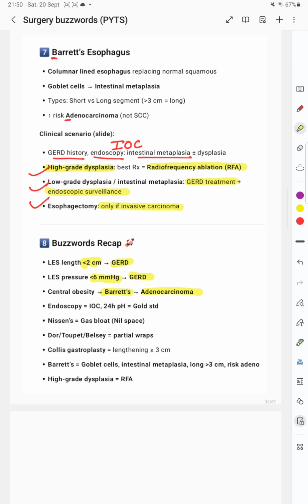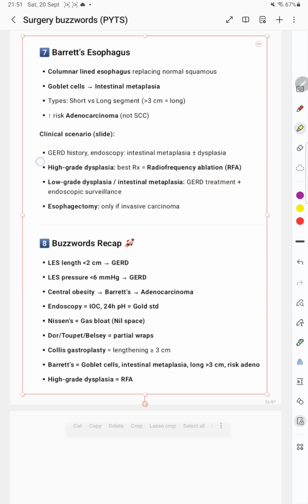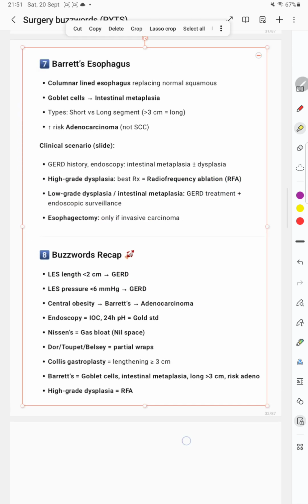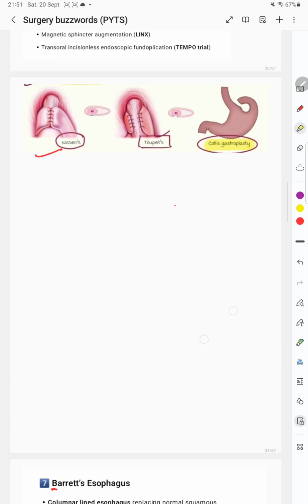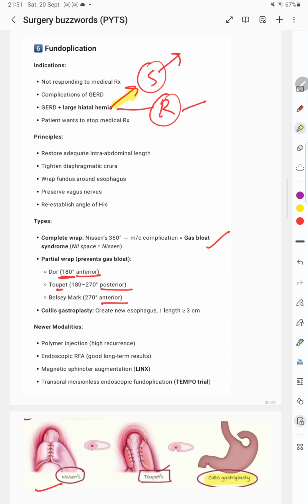In Barrett's we have to remember we can see goblet cells and intestinal metaplasia. When it is more than 3 centimeters, there can be a risk of adenocarcinoma. And in case of high grade dysplasia, we'll go with radiofrequency ablation. This is an important point. Okay, I think this is enough for this topic, and with this we can answer any question from this topic. Okay, thank you.